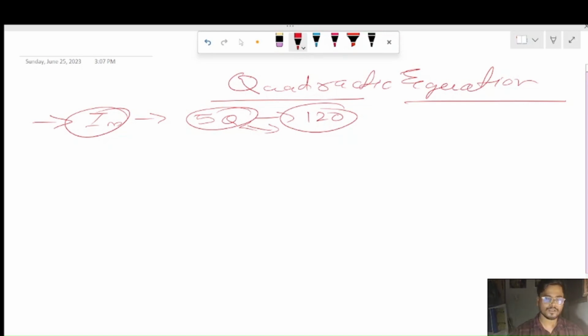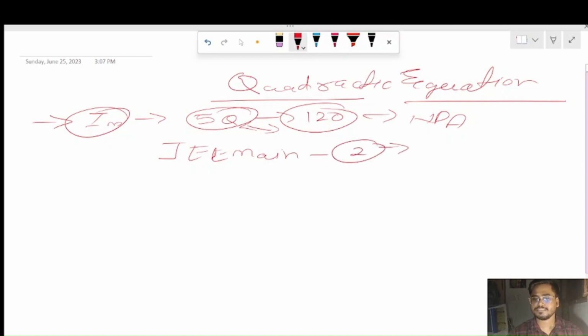This is about the NDA. If I am talking about JEE Main, then you will get at least 2 questions every year. As we have seen from the pattern of this exam, minimum 2 questions every year you will get in JEE Main. And one more thing, if you are good in quadratic equation, then you are not going to take more time to solve this question in the examination hall. So without wasting any time, let's start.